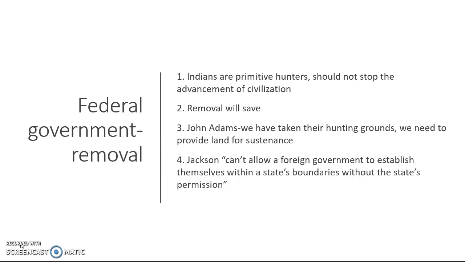Finally, the person who is ultimately the one that pushes the hardest for removal is Andrew Jackson. And his argument is that we can't allow foreign governments, being Indian nations, to establish themselves within a state boundary without the state's permission. So his argument is that the Cherokee Nation had not gained permission from Georgia and therefore should be removed from Georgia.